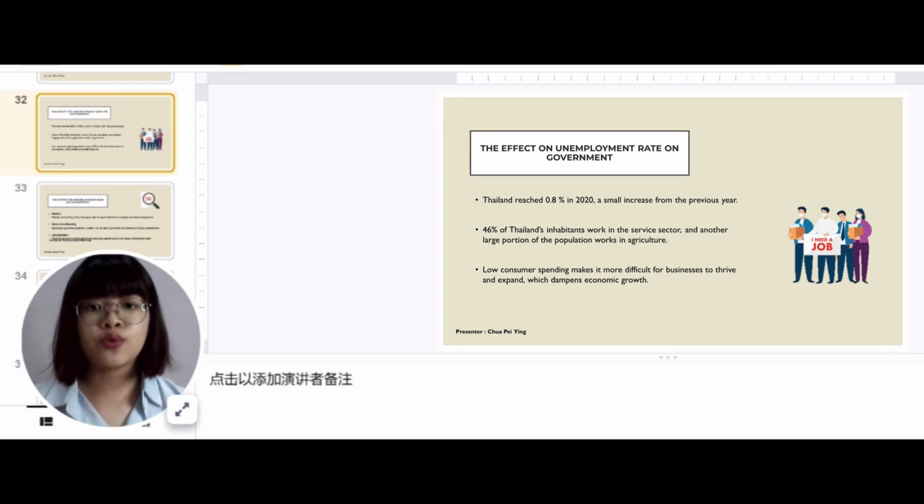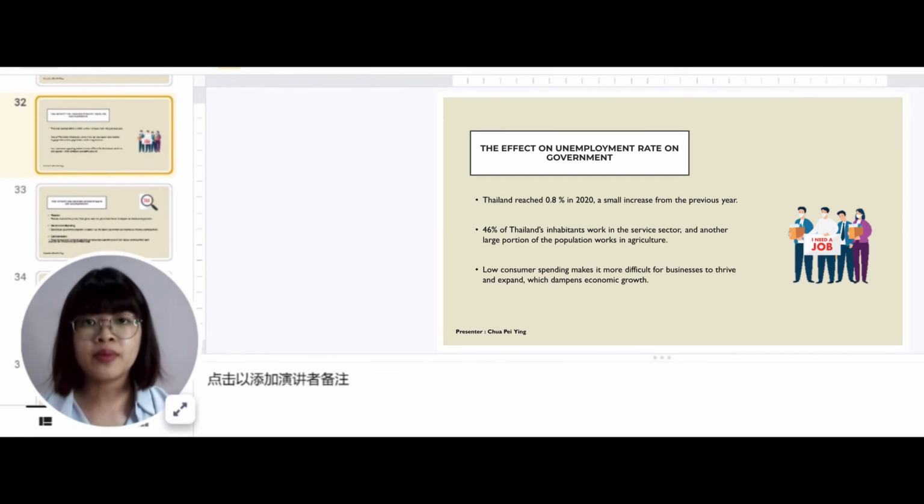And now we are coming to the second point, the effect of the unemployment rate on government. The unemployment rate in Thailand reached 0.8% in 2020, a small increase from the previous year. Most of Thailand's population is of working age and employed. About 46% of Thailand's inhabitants work in the service sector, and another large portion of the population works in agriculture. Unemployment negatively impacts the federal government's ability to generate income and also tends to reduce economic activity.